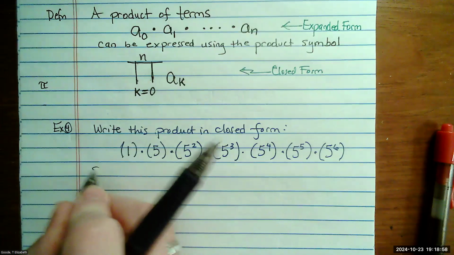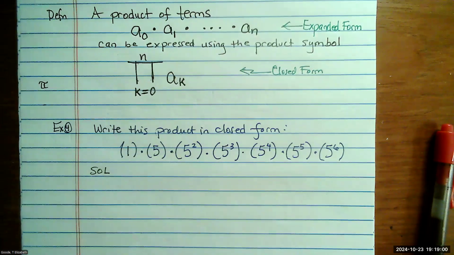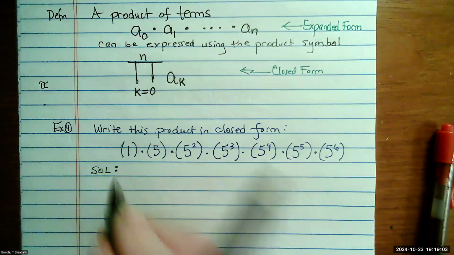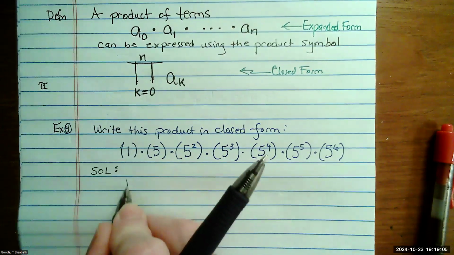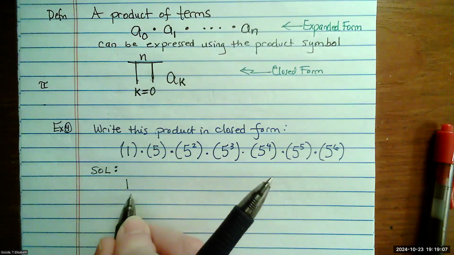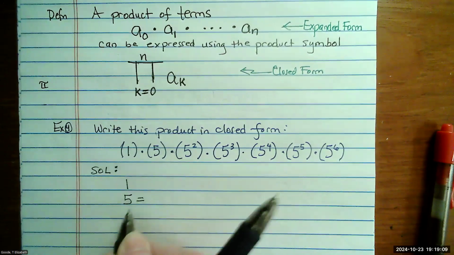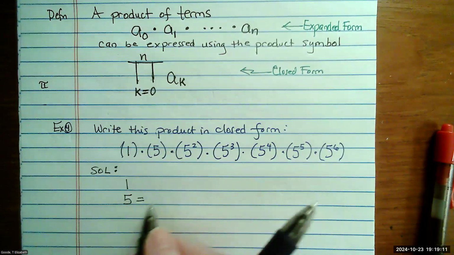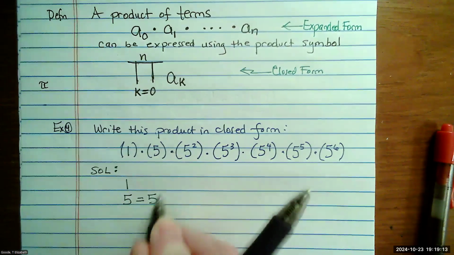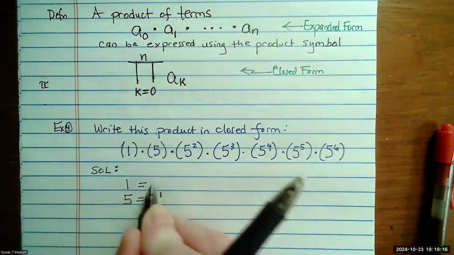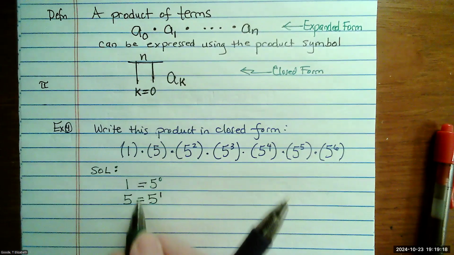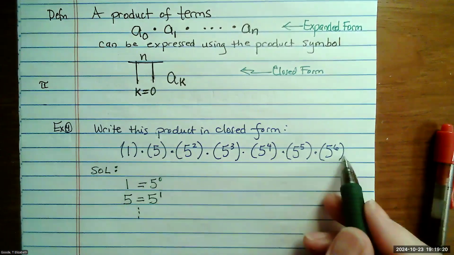So, we don't really have to do a whole lot of work at this stage because I think you're starting to see what's going on. 1 is the first factor, 5 is the next factor, but we realize right away that's 5 to the 1. And we know that 1 is 5 to the 0, right? So, you just see what I mean?